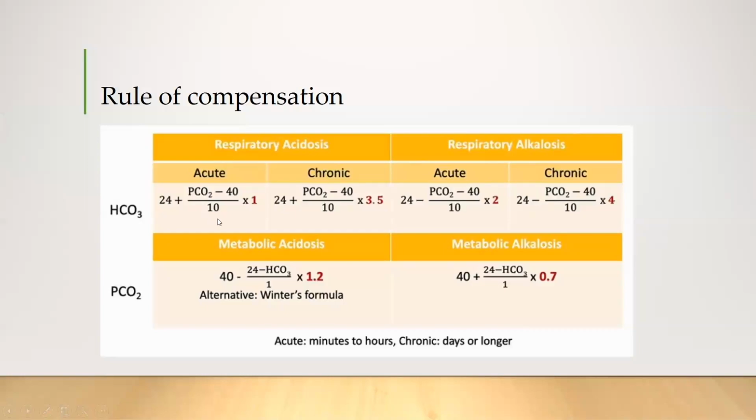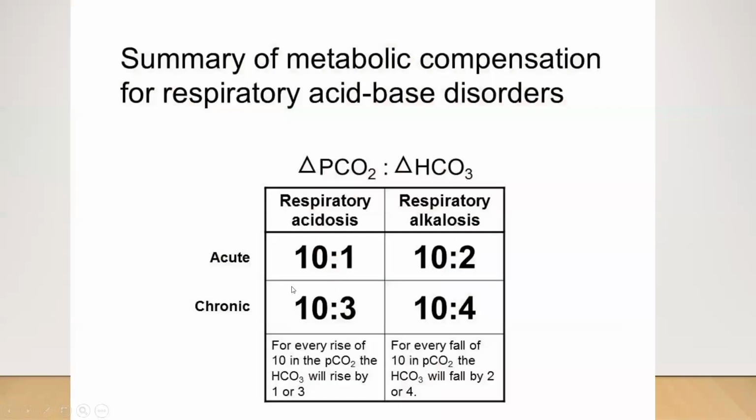To remember easily, you can use a simple formula: 1 for acute respiratory acidosis, 2 for acute respiratory alkalosis, 3 for chronic respiratory acidosis, and 4 for chronic respiratory alkalosis. Whereas for metabolic compensation, we can use this formula. Otherwise, an alternative is the Winter formula as shown previously.